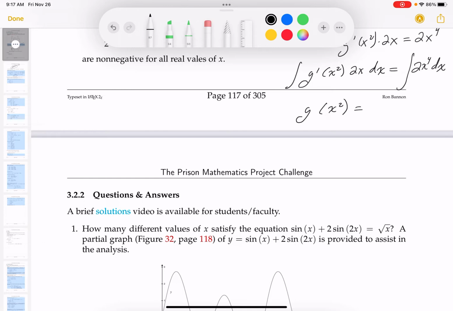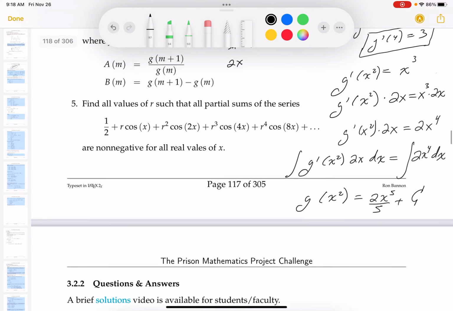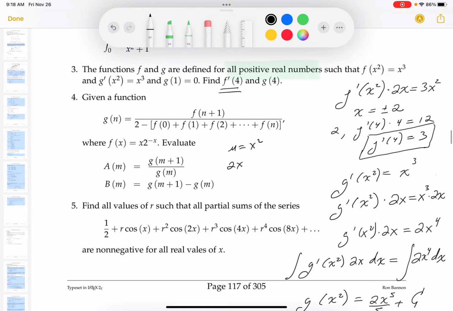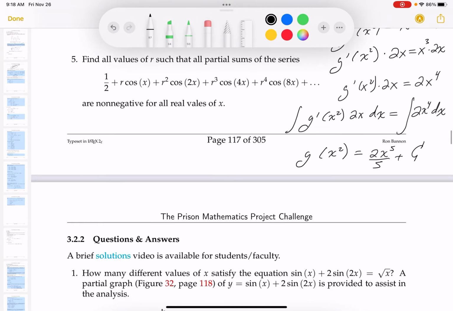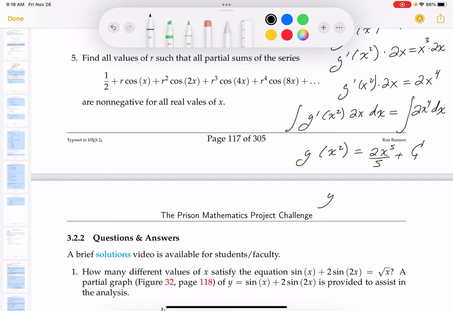I'm going to integrate the right-hand side, and that's going to be what? 2x^5 over 5 plus some constant of integration. So let's go back over here. And what was their question? They want to know what g of 4 is. So I got to pick g of 2 squared. So I'm letting x be 2. Again, the x has to be positive numbers. So that's going to be 2 times 2 to the 5th power, 2 to the 6th power, right? 2 times 2 is 4, 8, 16, 32, 64 fifths.